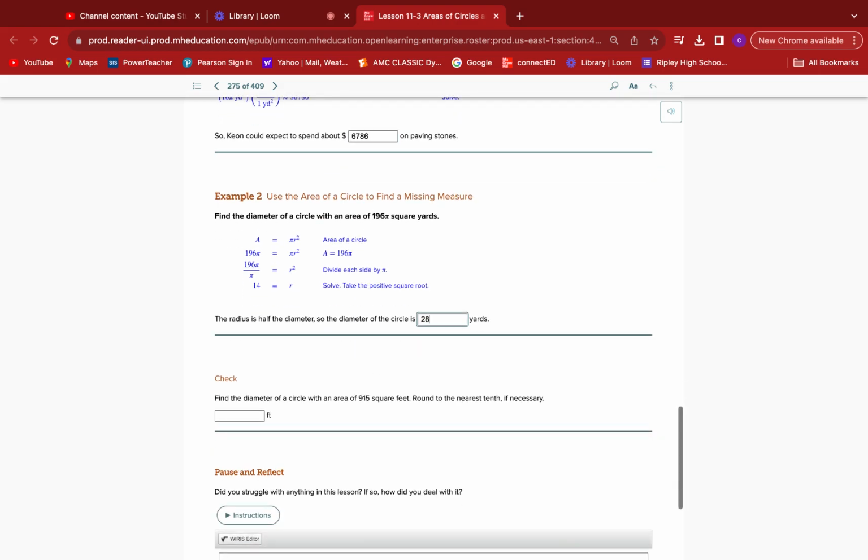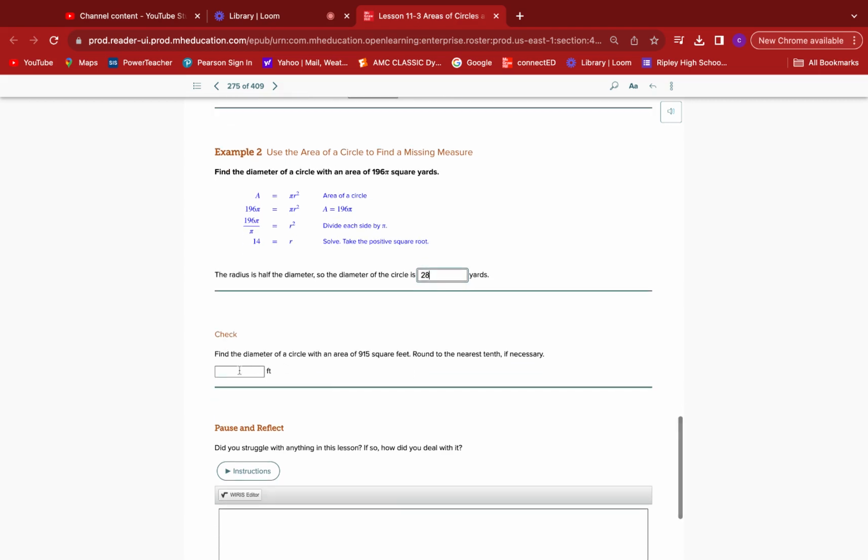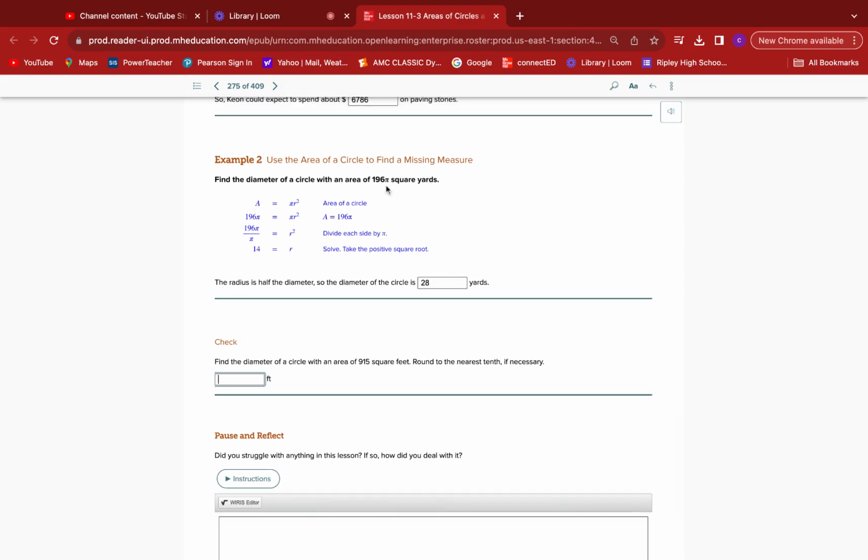And we got to check on the same page, 648. I got to find the diameter of the circle with the area of 915 square feet. Okay, so the 915 would go right there. Now, I'm going to assume that includes the pi, because unlike this problem, there's no pi symbol behind it. It's not 196 pi. It's not 915 pi. It's 915. So the first thing you got to do is divide by the pi.